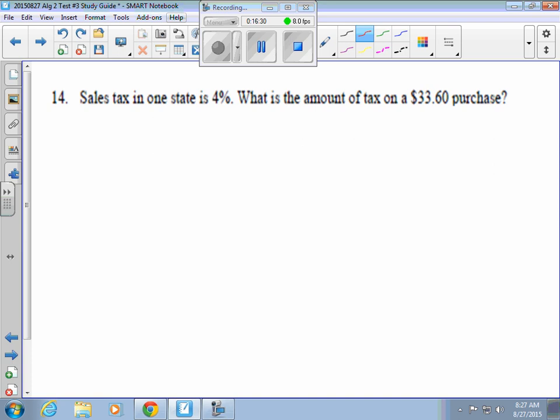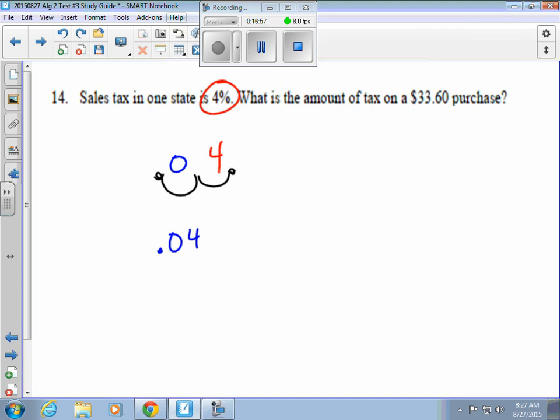Number 14, the sales tax in one state is 4%. What is the amount of tax on a $33.60 purchase? Remember, 4%, you're going to multiply by that, but not by 4. Anytime you have a percent, the decimal's here, you have to move the decimal 2 times. 1 time, 2 times. When you fill that in, you're multiplying by 0.04 times 33.60.